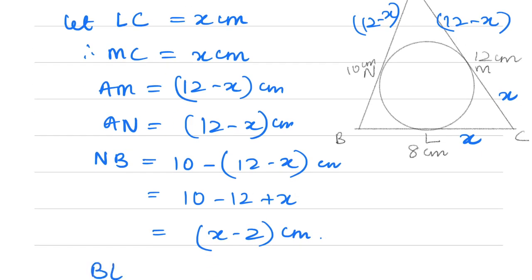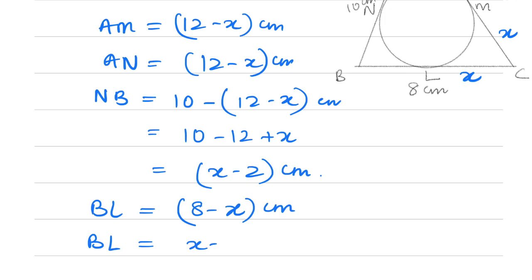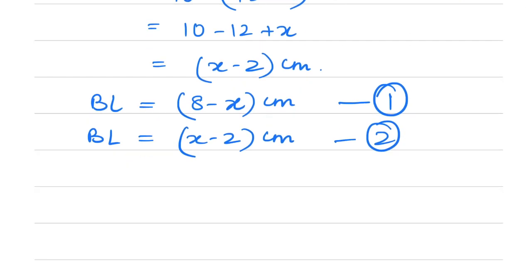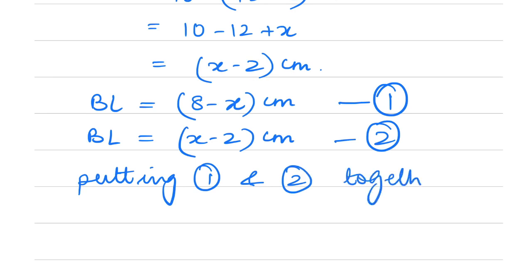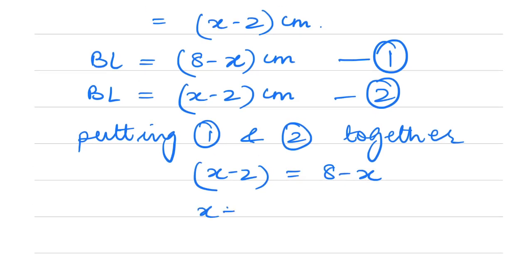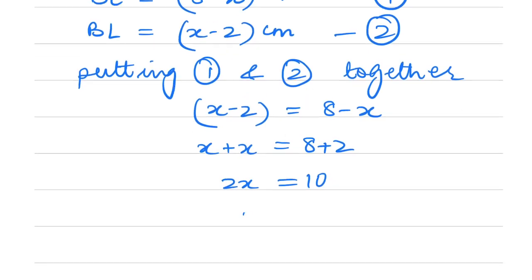Okay, then BL is equal to 8 minus x centimeter and BL should also be equal to x minus 2 centimeter. So this is the first and second. Now putting 1 and 2 together, we get x minus 2 is equal to 8 minus x. Now x plus x is equal to 8 plus 2. 2x is equal to 10. So x is equal to 5 centimeter.